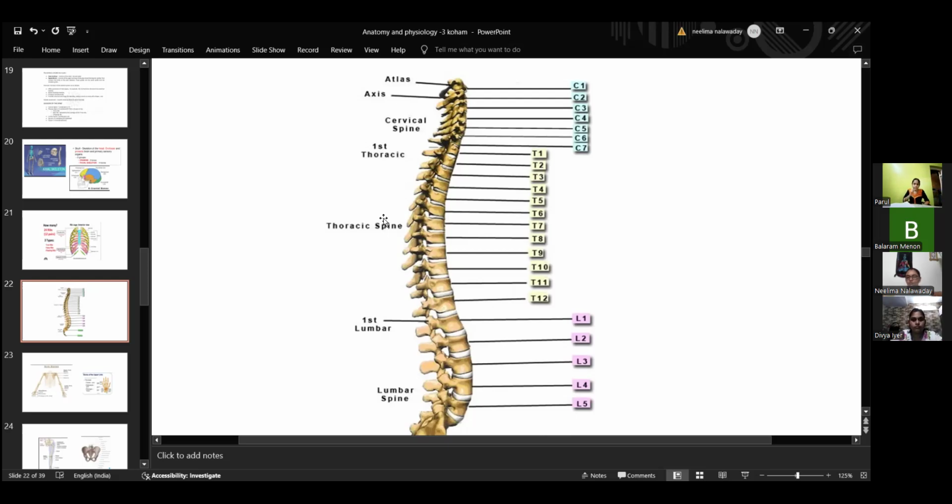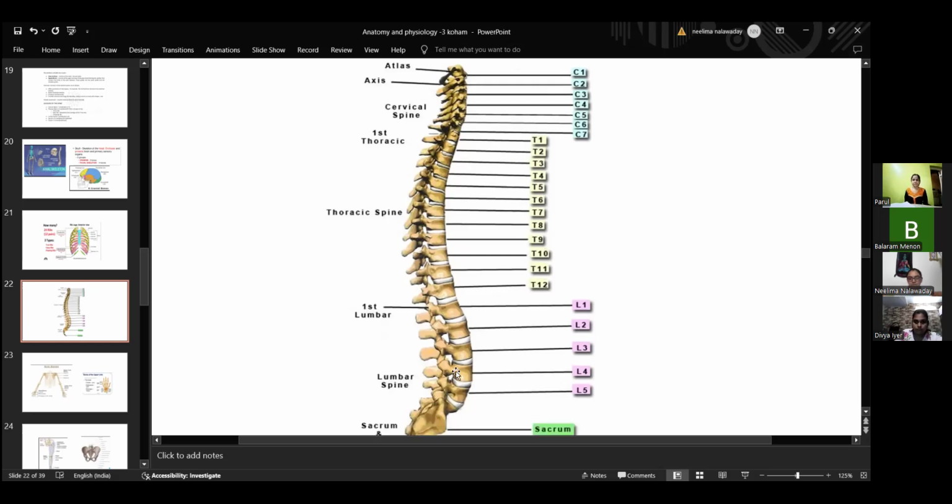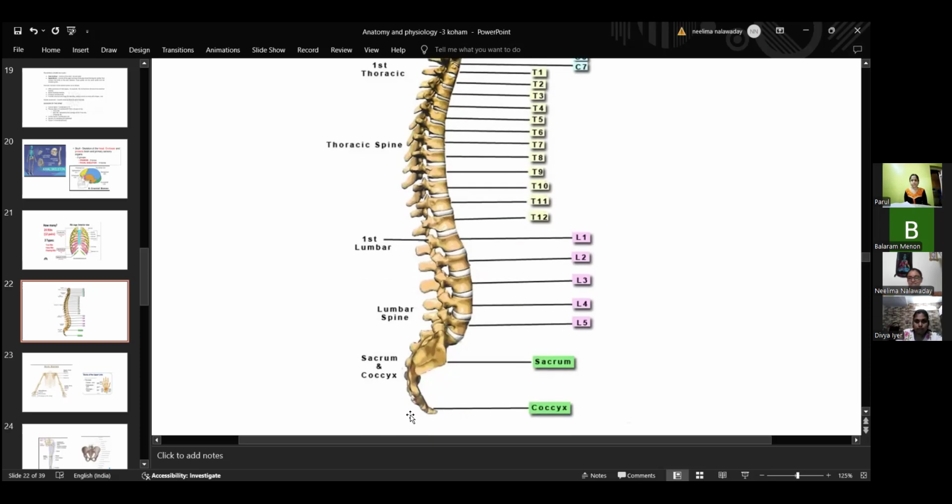Then thoracic 1 to 12, thoracic vertebrae. Lumbar, 1 to 5. Sacrum, total sacrum, it is a fused bone. 5 vertebrae, they are fused together. And coccyx, 4 vertebrae. So total number is 33.